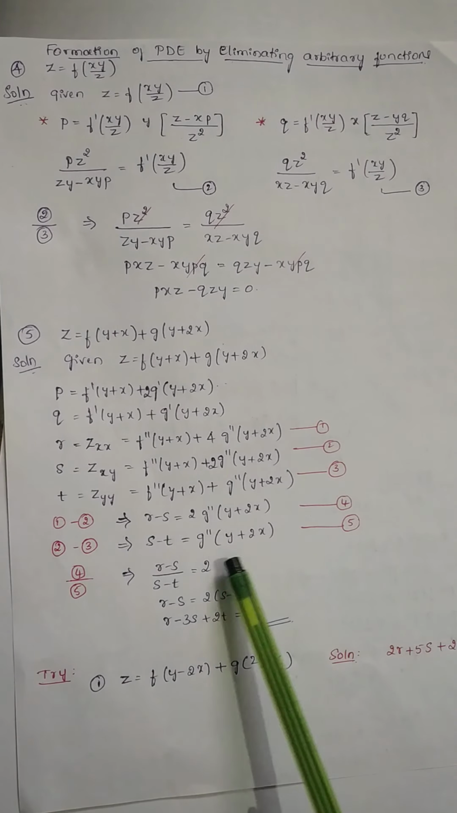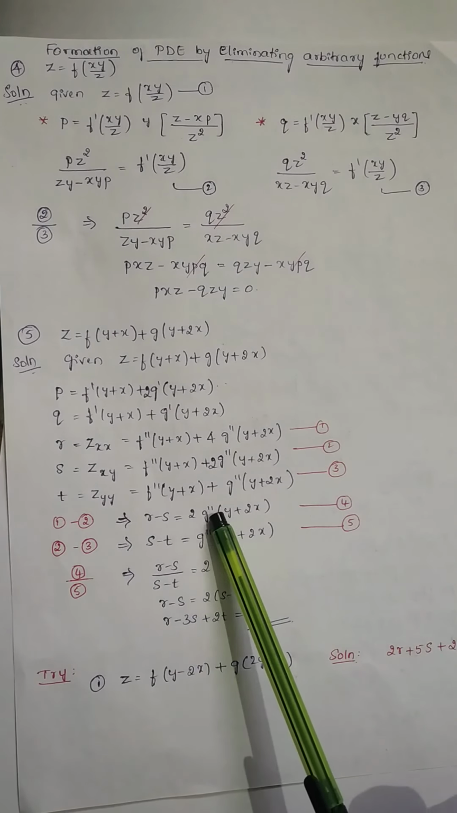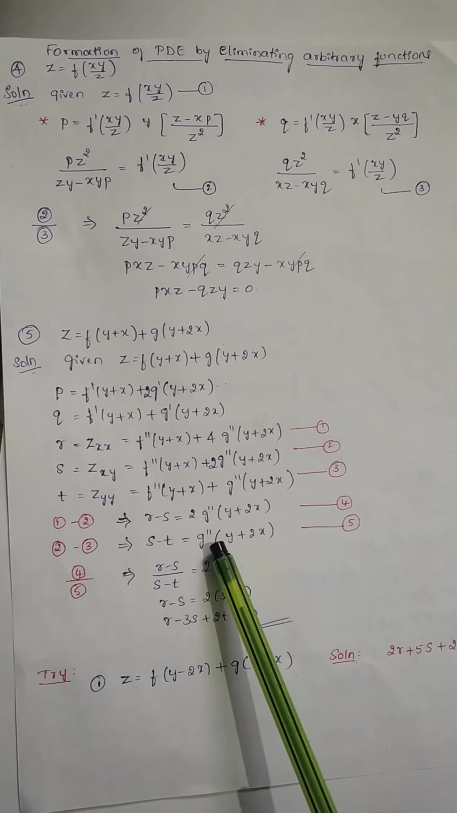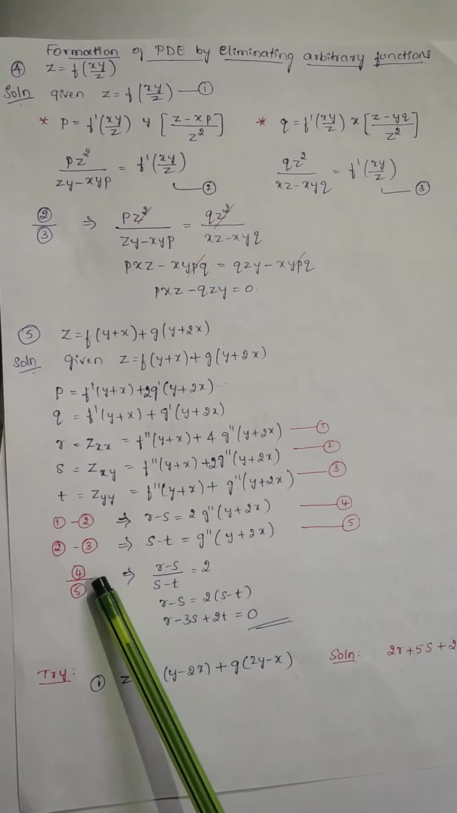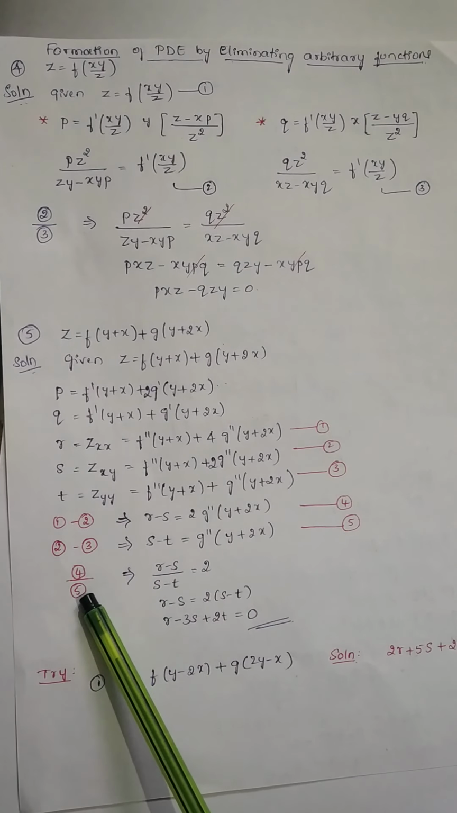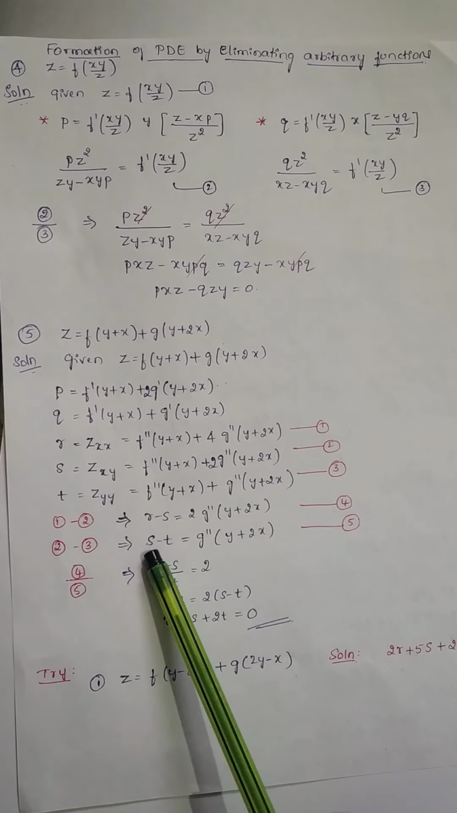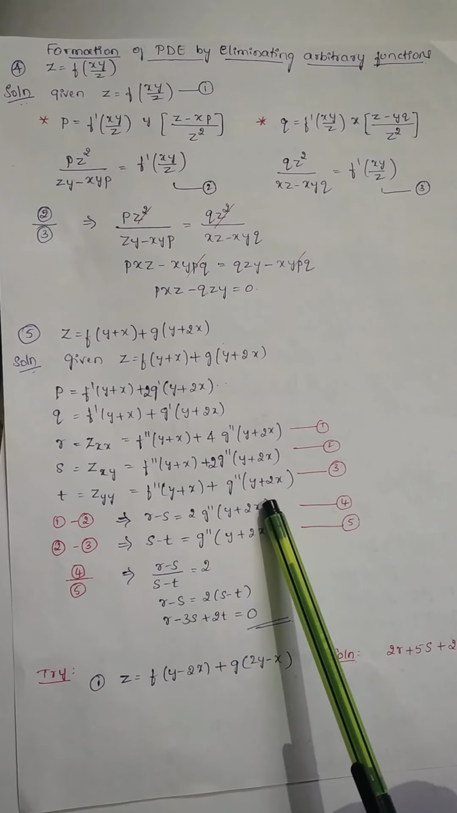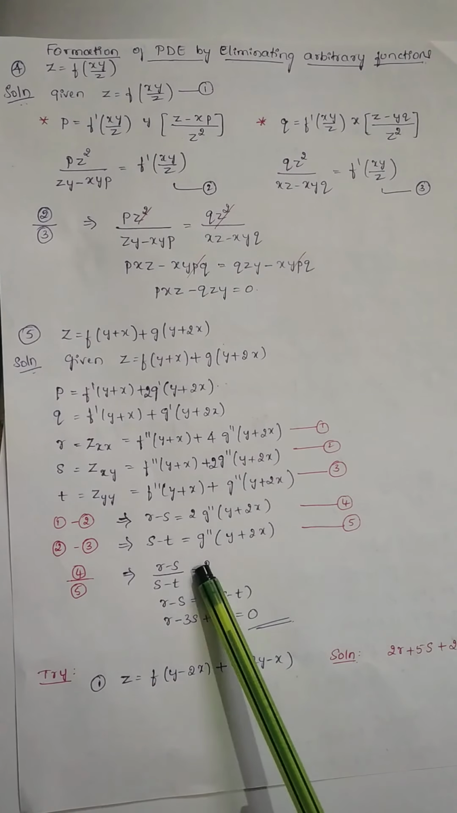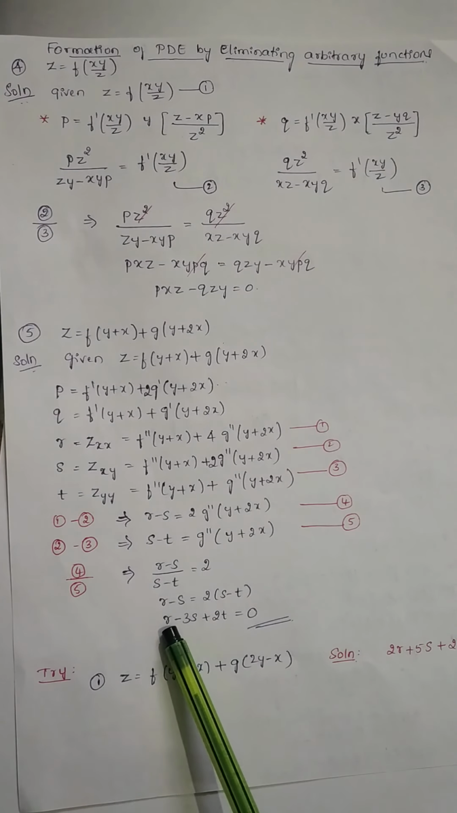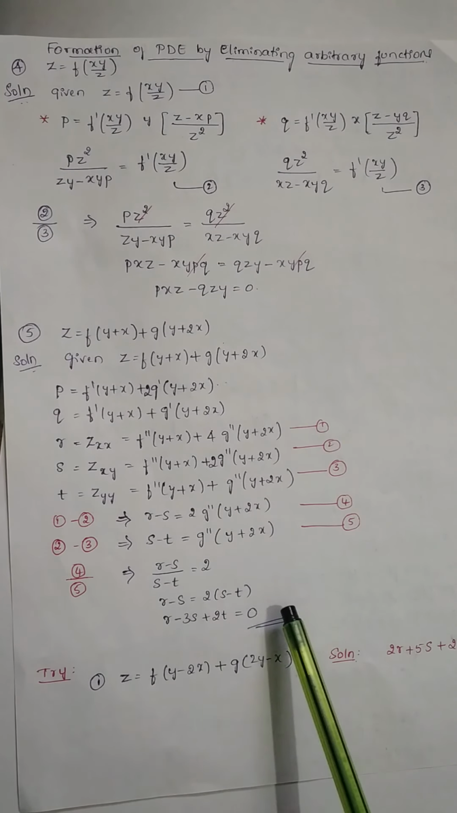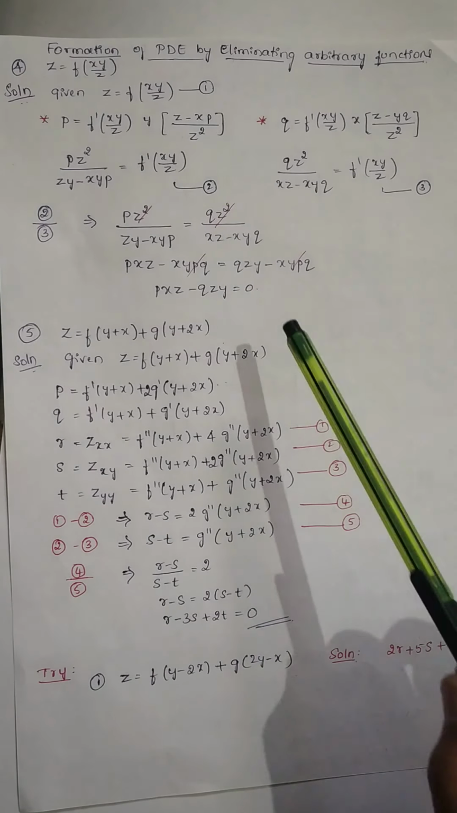Now you can easily see g double dash present in the RHS of 4 and 5. So on division you can easily remove that function. So 4 by 5, if you consider r minus s divided by s minus t is equal to, on cancelling g double dash you will get only 2. So on cross multiplication and simplifying you will get r minus 3s plus 2t as the partial differential equation after removing f and g from the function.